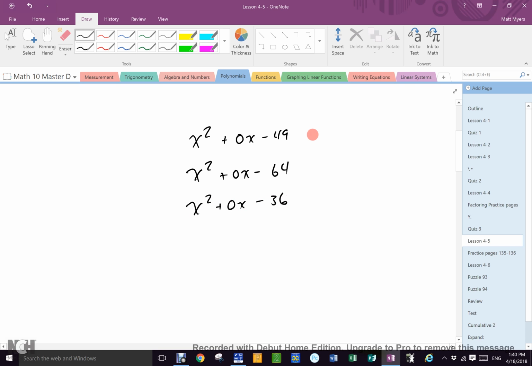What's the first one? Plus 7 minus 7. What's the second one? Plus 8 minus 8. What's the third one? Plus 6 minus 6. Right away, correct? Which means if you can do it this way with all these zeros written there, you must be able to do it that way. Right?